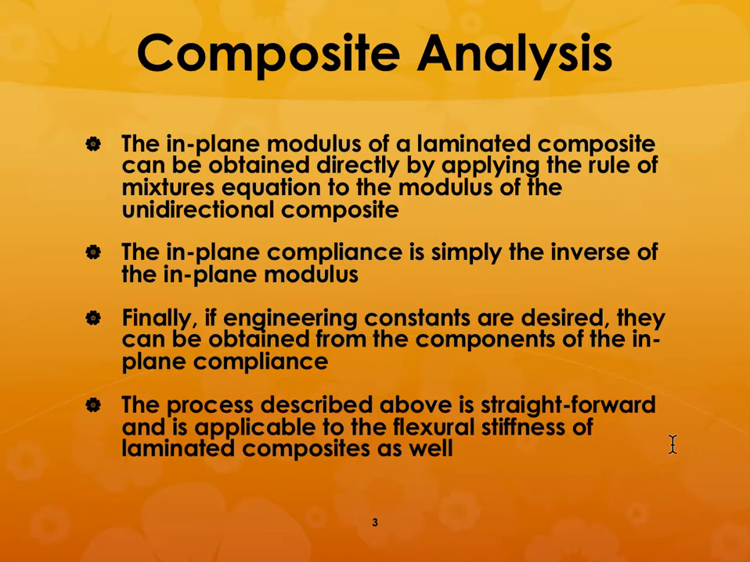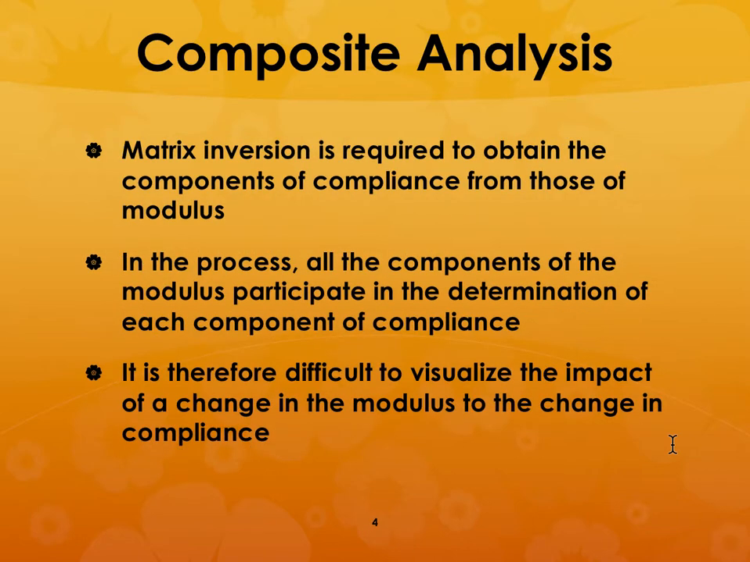The process described so far is pretty straightforward, and it is applicable to flexural stiffness of laminated composites as well. You need to do matrix inversion in order to get the components of the compliance from those of the modulus. And when you do that, what you will see is that all the components of the modulus participate in the determination of each component of the compliance. So it is difficult to visualize the impact of a change in the modulus to the change in compliance.